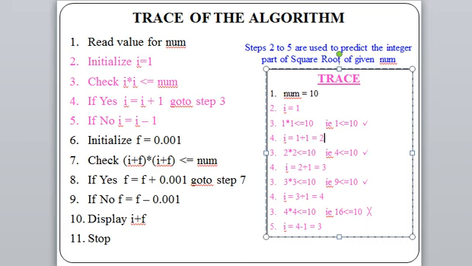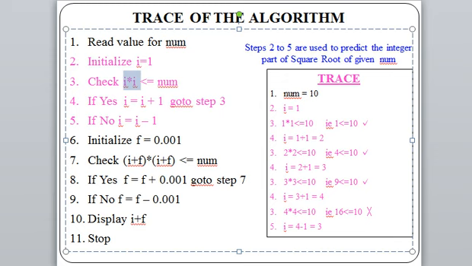Now we just computed the value of I, that is 2. 2 multiplied by 2 is 4. Whether 4 is less than 10, true. When the condition is true, again we have to increase the value of I by 1. The previous value of I was 2, now 2 plus 1 becomes 3. Then I have to verify the condition again. Now I is 3. 3 multiplied by 3 itself is 9. 9 is less than 10.